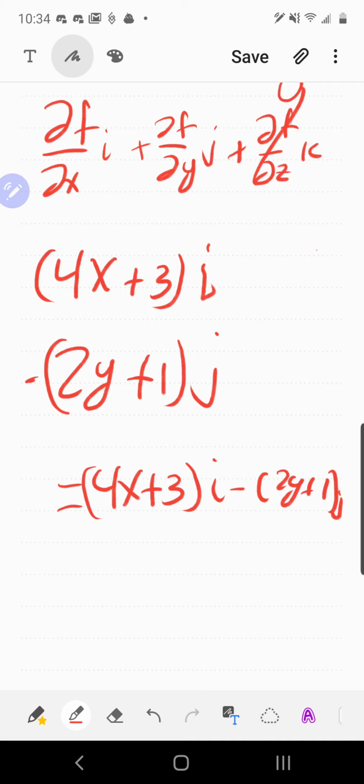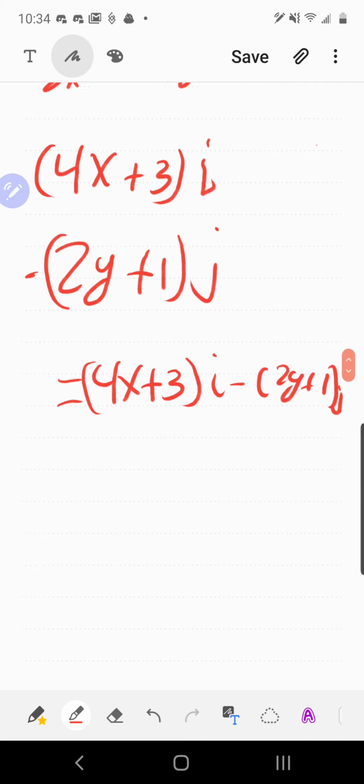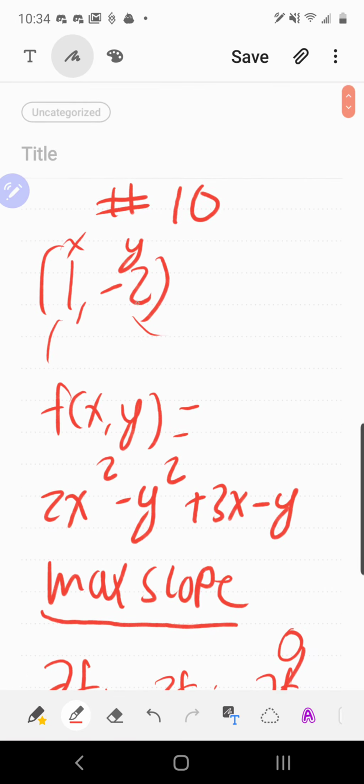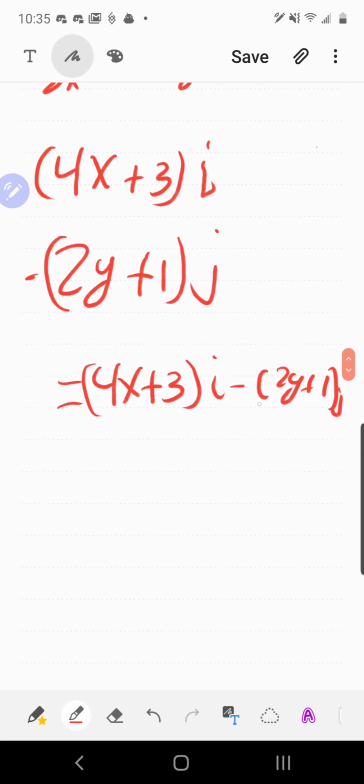So now what we want to do is plug in the two boundary conditions that we were given into this, and we'll be able to get the direction of the line. i is in the x direction, j is in the y direction. I guess you can look at it as an imaginary and real axis if you wanted to, but we don't need to do that.